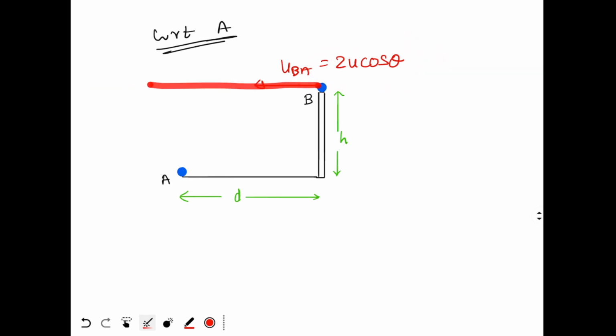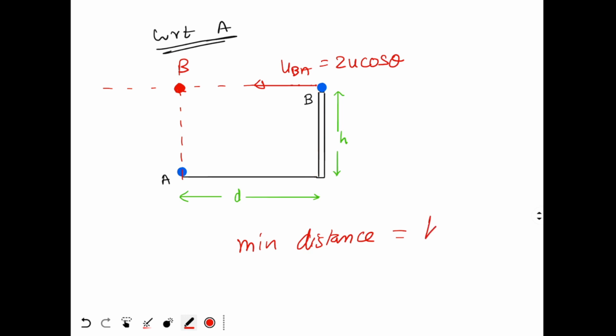So now it's easy to find the minimum separation between the particles. When particle B reaches this point with respect to A, that's when the distance is minimum. So here the minimum distance will be equal to the height over here. So the minimum distance between the particles is h.